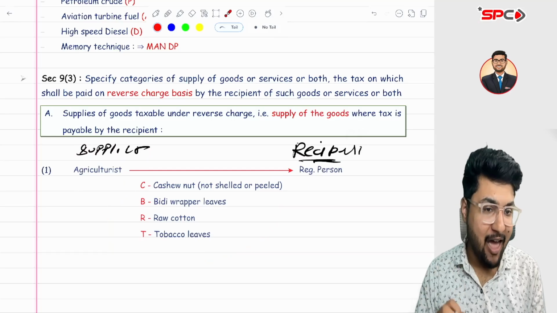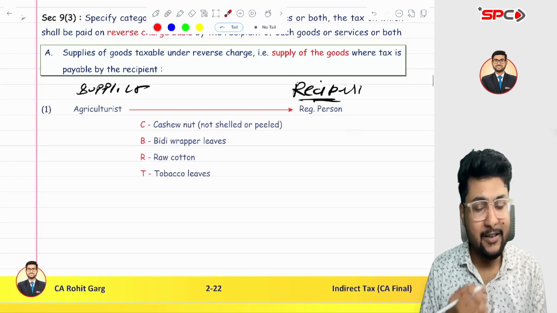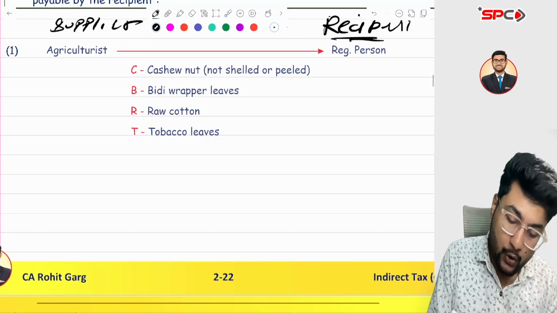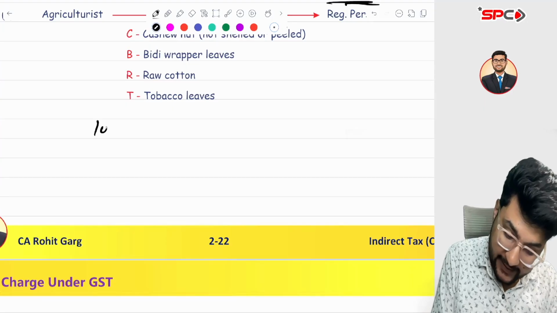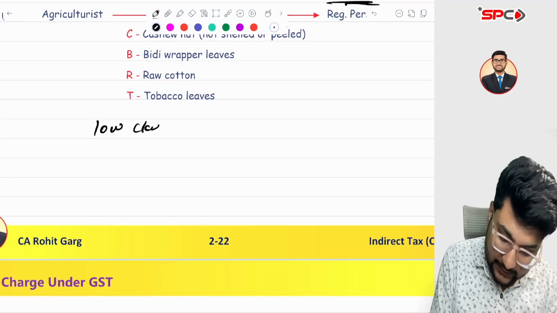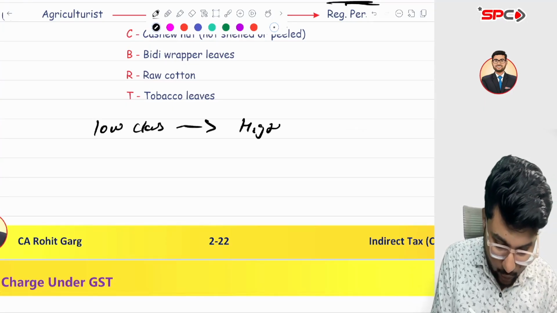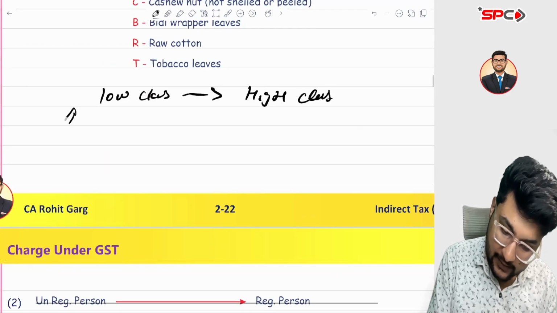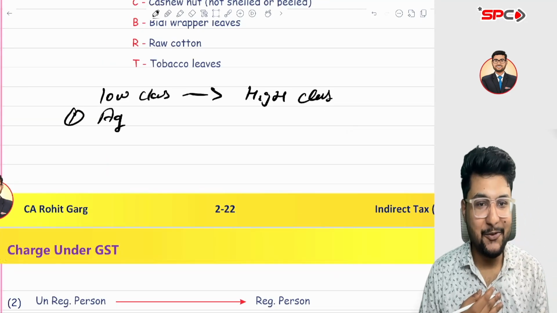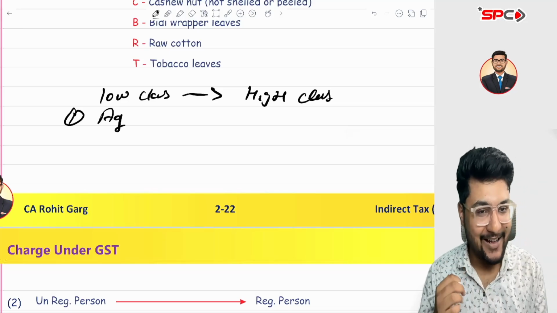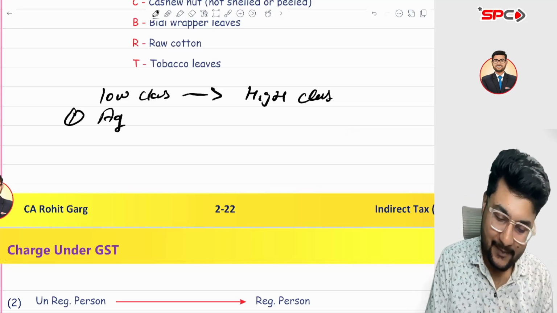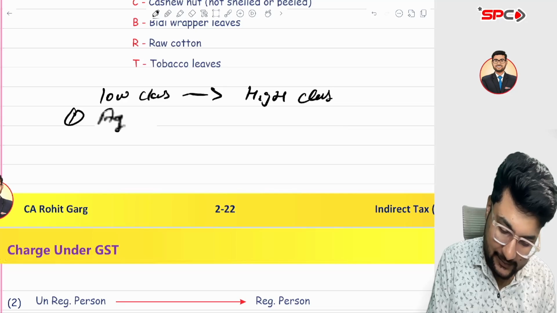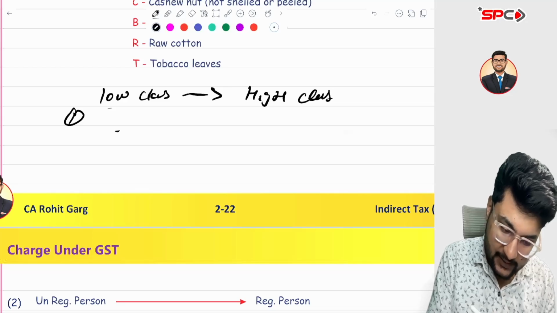Now I will give a hierarchy. In GST, and in normal life also, we follow a hierarchy from low class to high class, right? So the first low class person is the agriculturist. This is just for educational purposes, so if I hurt anyone's feelings, please pardon me. First is the agriculturist.